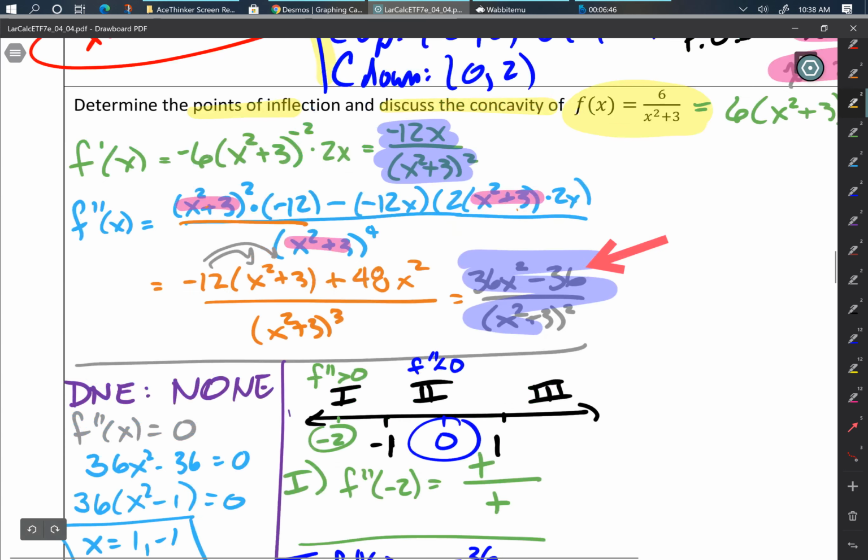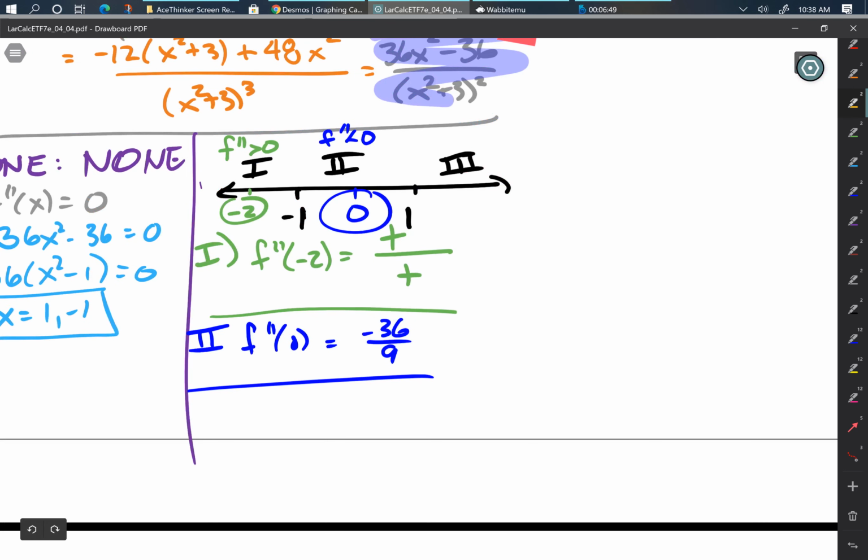I'm going to choose 2. Whoa, what's going on here? I'm going to choose 2, and I'm going to plug 2 into this. But remember, all that matters is the numerator. Okay? We don't have to worry about the value of the denominator.